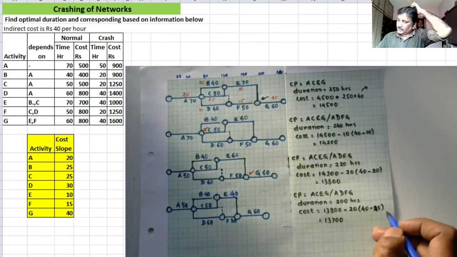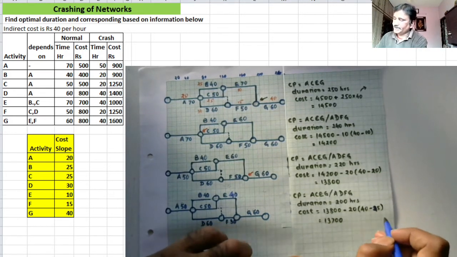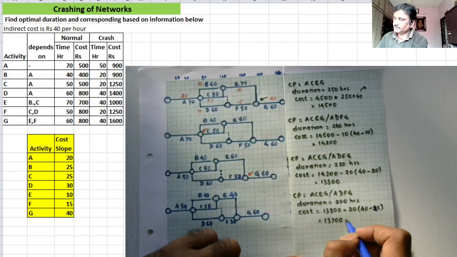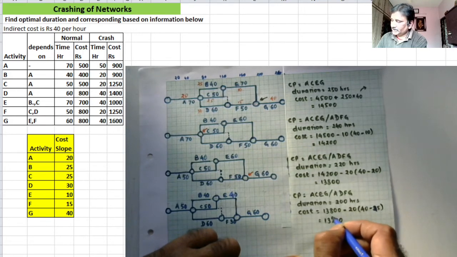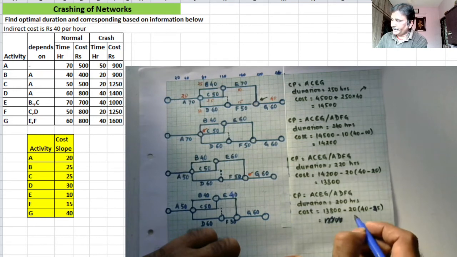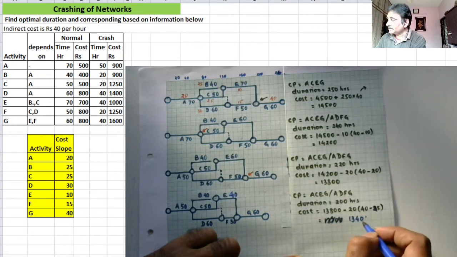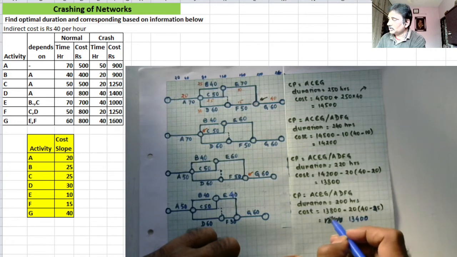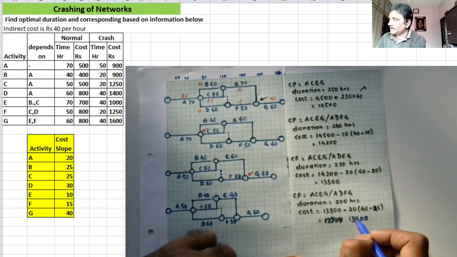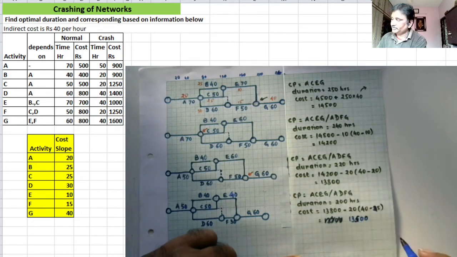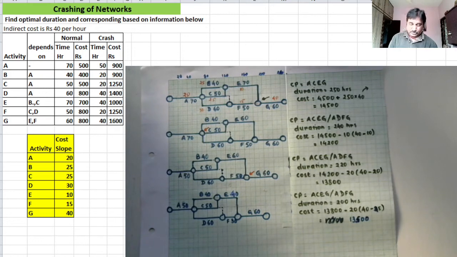So 13,800 minus 300 will be, 13,500. 13,500 is the cost. Now we have brought down the cost from 14,500 to 13,500.